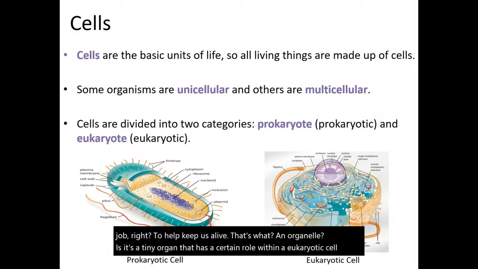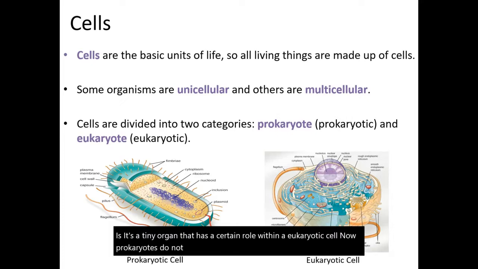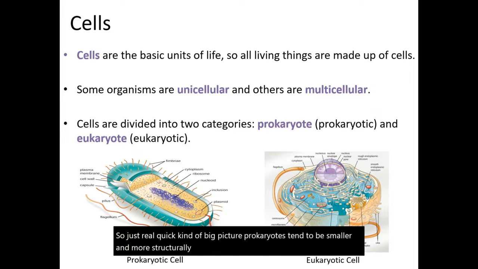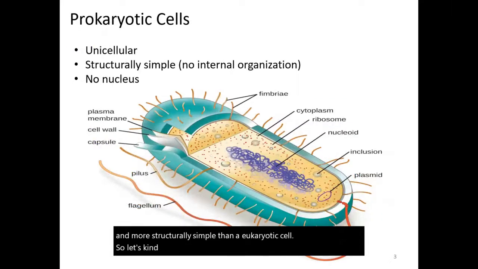Now, prokaryotes do not have organelles, and they also don't have a nucleus. The nucleus is the specific region of a eukaryotic cell where the DNA is held. So just real quick, big picture, prokaryotes tend to be smaller and more structurally simple than a eukaryotic cell. So let's focus our attention on prokaryotic cells for now.